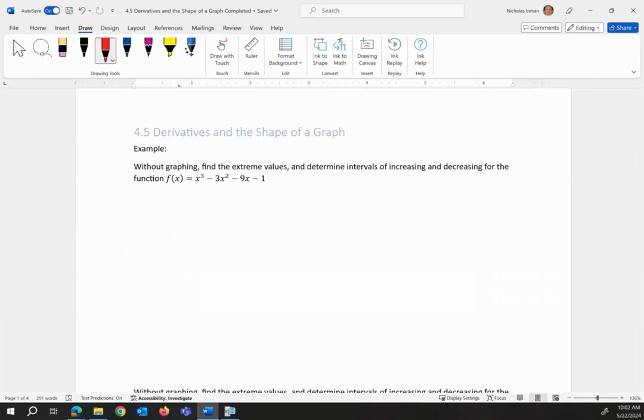So to figure these out, we find our derivative. 3x squared, 2 times 3, negative 6x, minus 9, and the 1 goes away. The derivative of just a constant is 0. That is a quadratic, so we want to set it equal to 0 and solve. I see a common factor of 3.